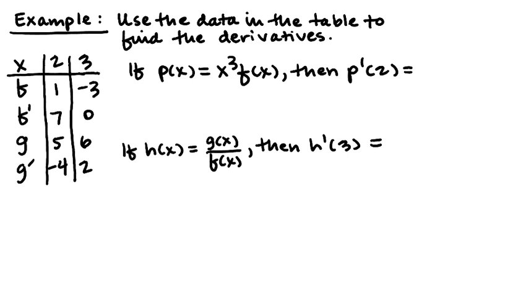So, if p of x is equal to x to the third multiplied by f of x, then p prime of 2 is equal to what? Well, we're going to need to first find p prime of x using the product rule. And that's going to be 3x squared, leave f of x the same. Then leave x to the third the same, and take the derivative of f. Well, I don't know what f is, but I'll just write f prime of x. And luckily, I've got a little bit of information about f prime.